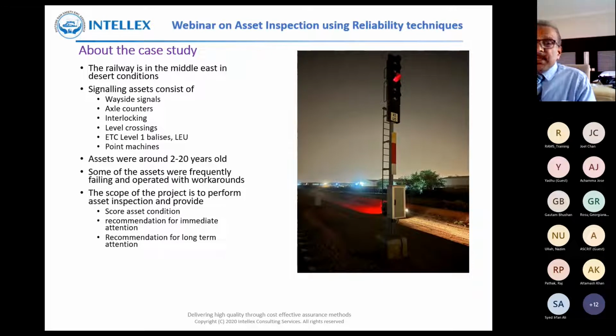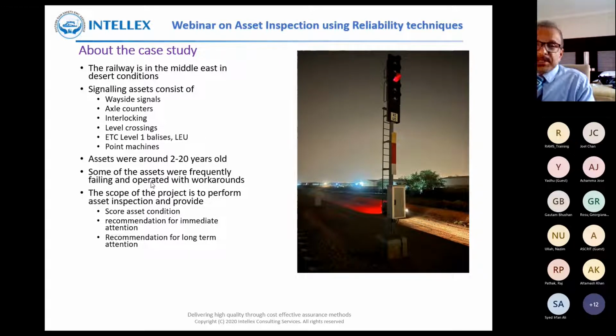So what are the signaling assets? It's mainly the wayside signals, and you have the axle counters for train detection. You got interlocking. It's a conventional signaling system. Then we have the level crossing, and there's a train protection, which is ETCS level 1, which has balises and LEU on the wayside. And the train-borne antenna and train-borne computer are on the train, so the trains are not part of this assessment. Then point machines. So these are the main assets in the signaling system we assessed.